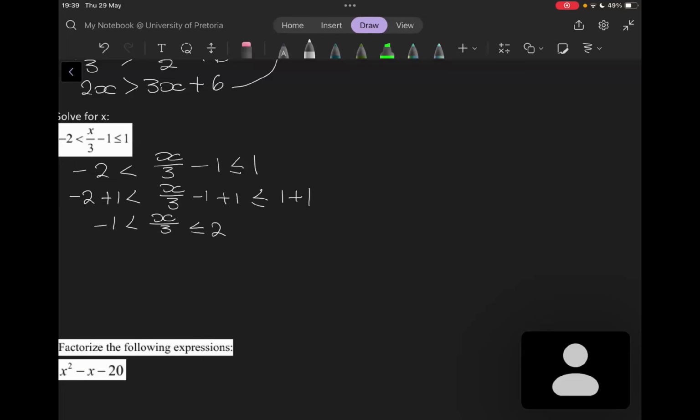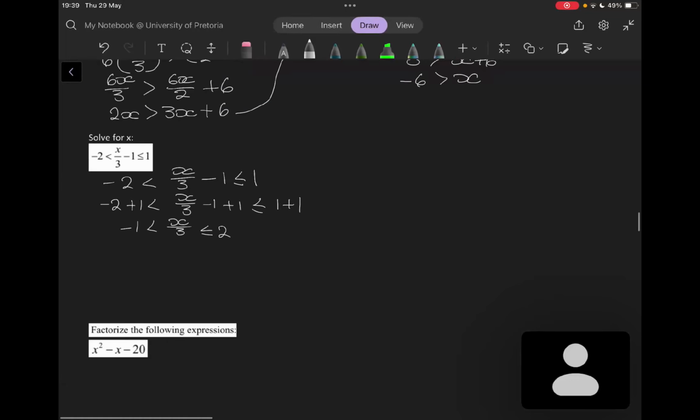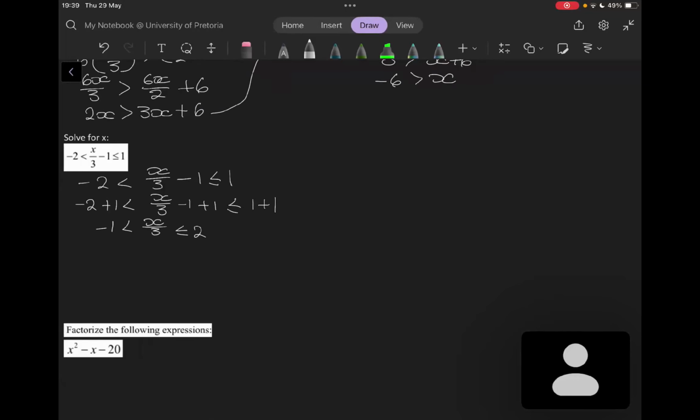And now, what do you think the next step is? Is to multiply everything by the lowest common denominator. In this case, our lowest common denominator is 3. So let's multiply each and everything by 3. So we're going to multiply the center, the right, and the left by 3. So let's do that.